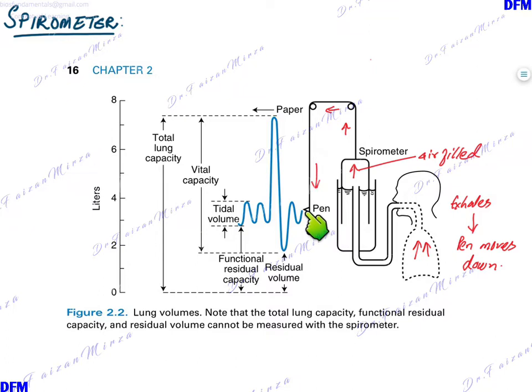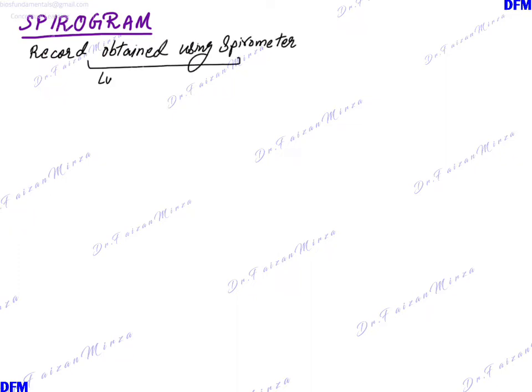And while the person is doing so, the kymograph drum is rotating and a trace of breathing pattern can be seen or recorded. This is the tidal volume, the normal air breathed in and breathed out, and this is the person taking a deep breath in and a deep breath out, followed by a normal breathing pattern. A spirogram is the record which is obtained using a spirometer when a subject is performing this experiment. We measure lung volumes from this spirogram, and using those lung volumes we calculate the lung capacities.